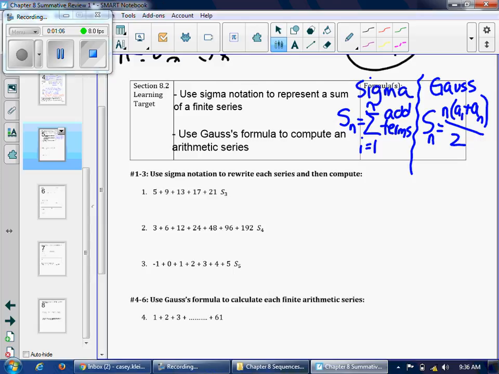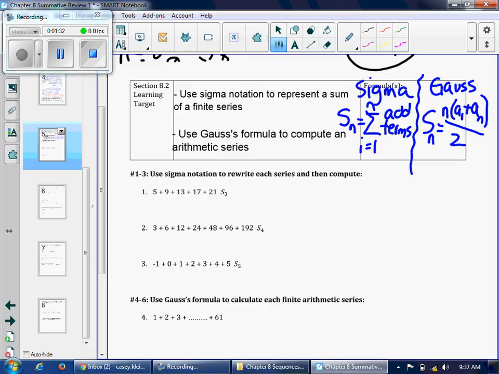I know they're a little hard to see, but the sigma notation is Sn equals sigma, and then you're going to add your terms together. And then Gauss's formula is Sn equals n times (A1 plus An) divided by 2. Remember that A1 and An stand for the first and last term. Let's go ahead and try it.